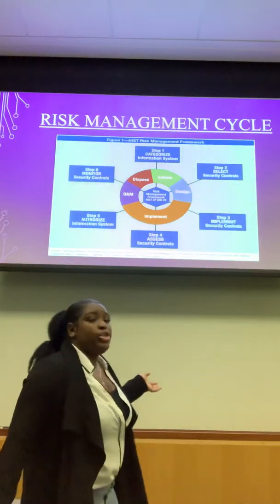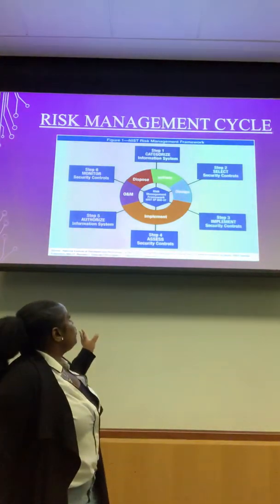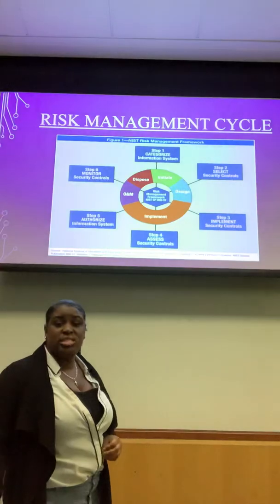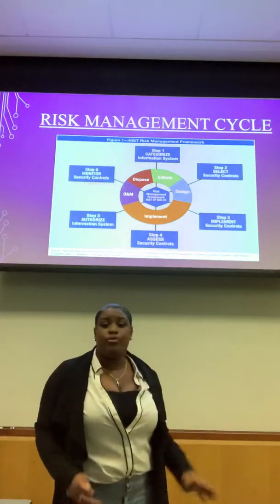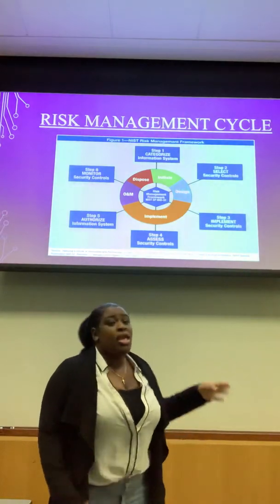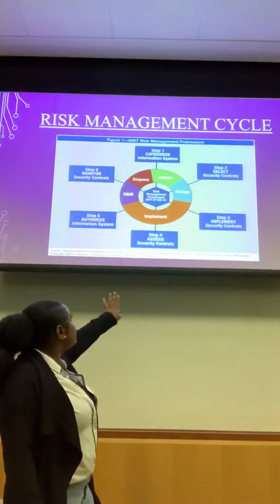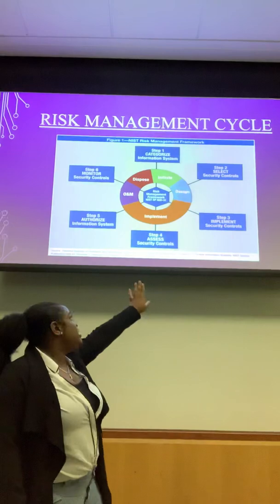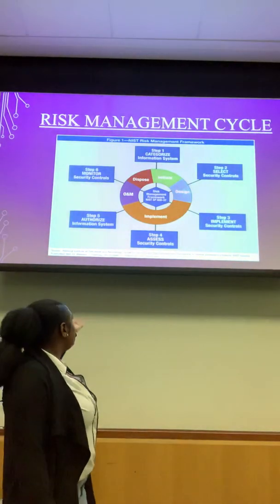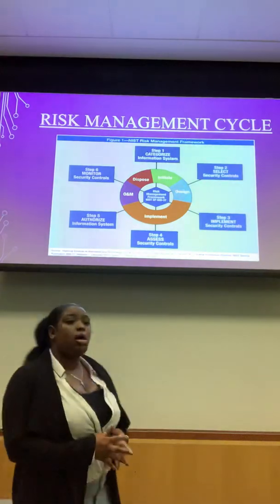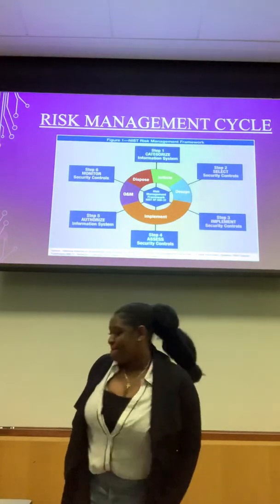So here I have for you the picture that I got from NIST's website. This is their model specifically for the risk management process. Hopefully you can see the first step is to categorize. The second step is to select. The third step is to implement. The fourth step is to assess. Fifth, authorize, and sixth, to monitor.